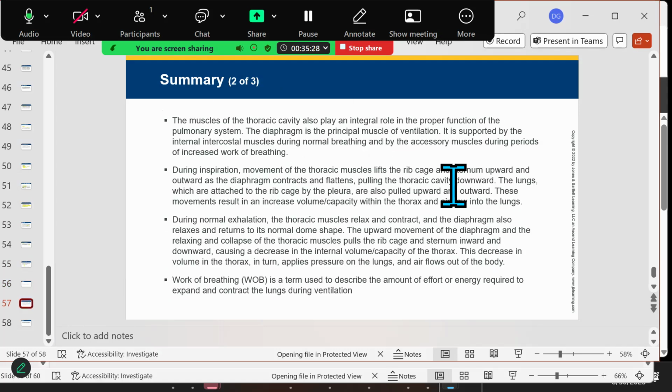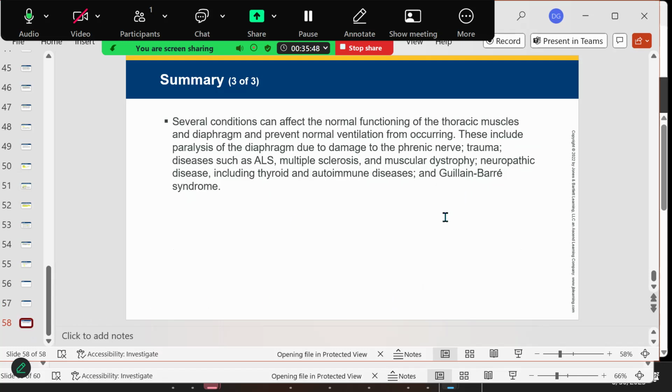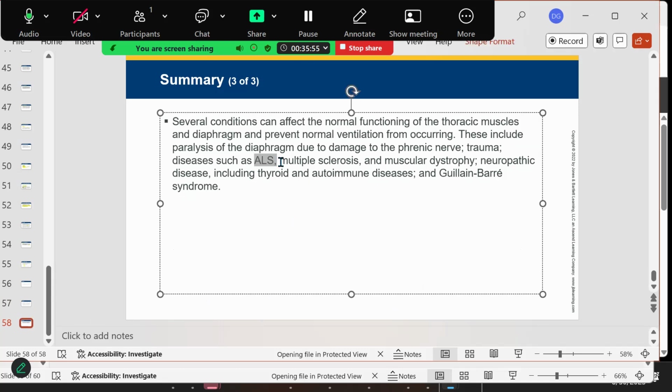The muscles of the thoracic cavity play a very important role in breathing, and we do have accessory muscles that can help when there is a need for more than the diaphragm can do. Now, we gave you already the list of the inspiratory muscles and the expiratory muscles. I won't repeat that. Work of breathing: how much work is the patient actually doing to breathe? And then there are conditions that actually interfere with the diaphragm's ability to work at all. Those would be things like ALS, Lou Gehrig's disease, multiple sclerosis, muscular dystrophy, neuropathic disease, and Guillain-Barré.